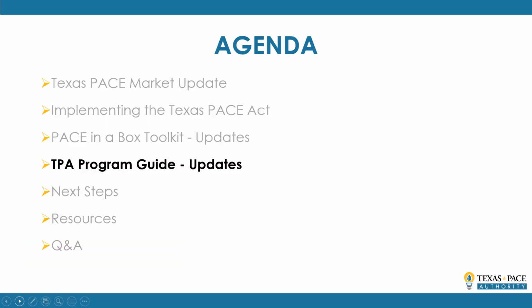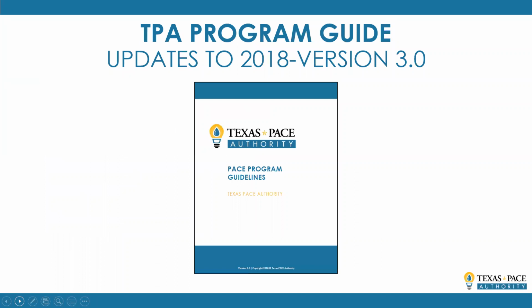So with those updates to PACE in a box, that triggered some needed updates to TPA's program guide. The last version, and the version you'll see on the website today if you go there, is version 3 that was published in 2018. Still, quite a bit of it is relevant and accurate today, but there are also some things that needed to be updated. And so that's what we've taken on now.